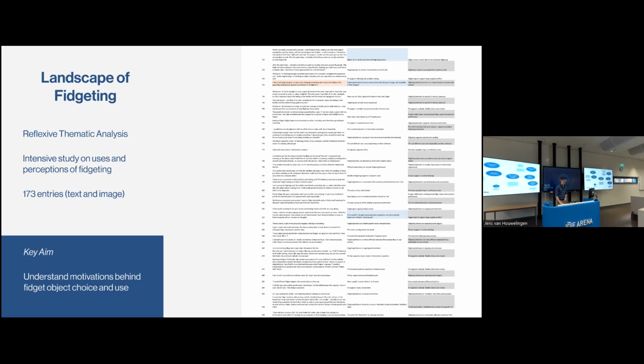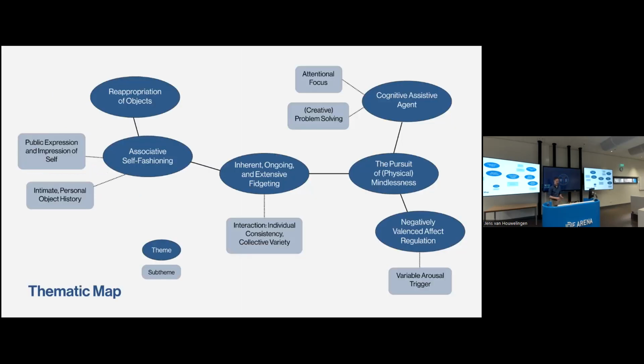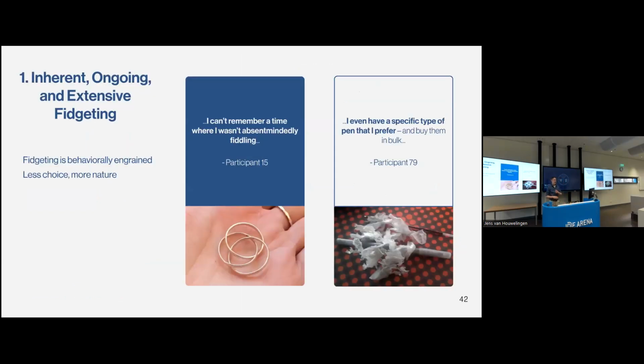And with this, we create a map of all the themes and ways in which fidgeting is important and is used. And this is a lot and could be talked about for the rest of this time. So I'm going to highlight what I think is most important for this project. First, we saw fidgeting as inherent, ongoing, and extensive. Those are the 3 words I used.